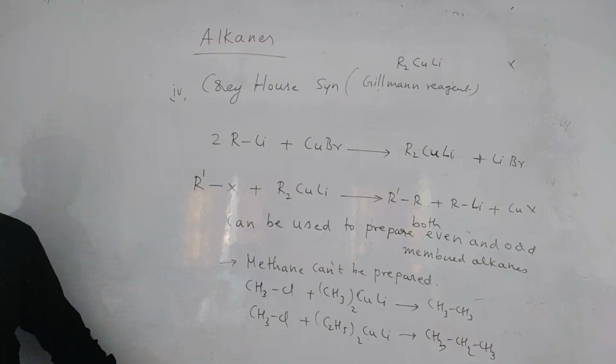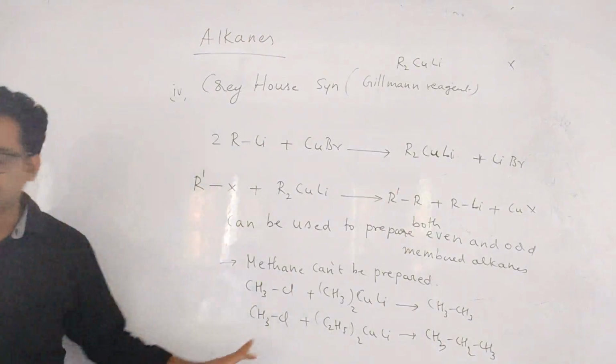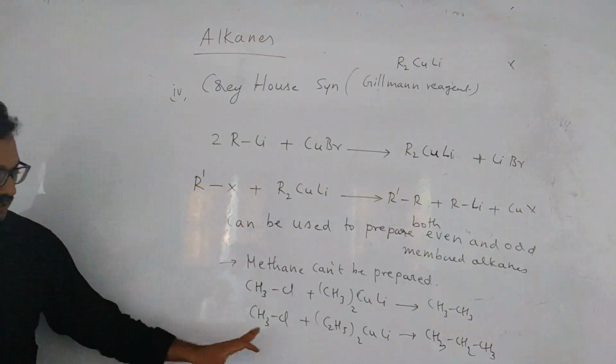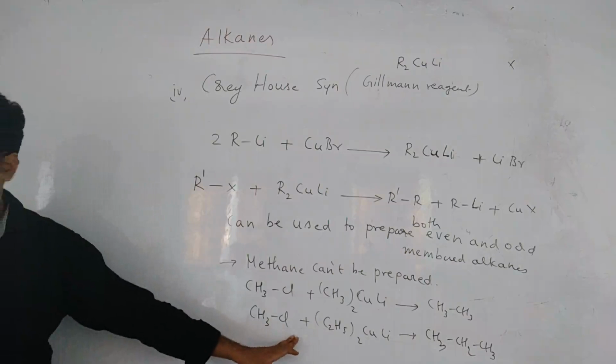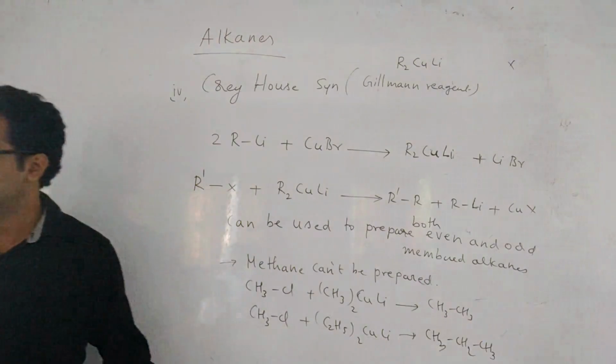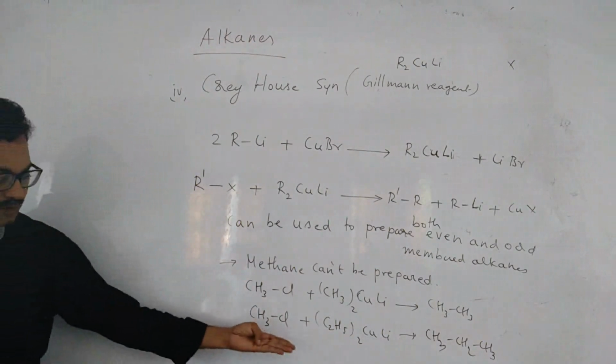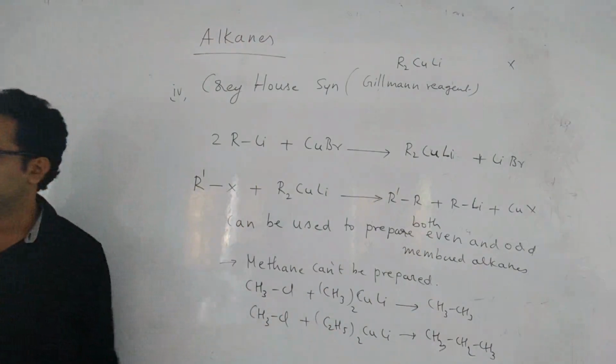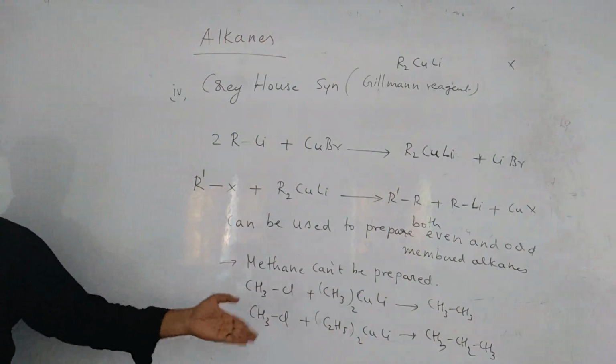If you want butane, what will you do? This ethyl and this ethyl you keep. This also ethyl chloride you take, and this also diethyl lithium cuprate you take. So you will get butane. Or else, this only one thing, you take 3, 1 plus 3. That combination also you can do.